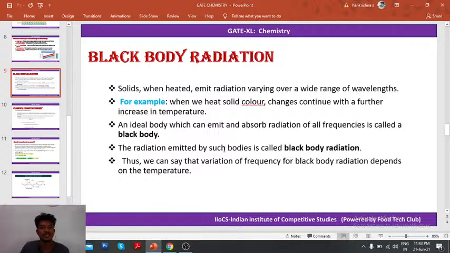Thus, we can say that the variation of frequency for black body radiation depends on the temperature. So we can surely say that temperature is the principal component for black body radiation.